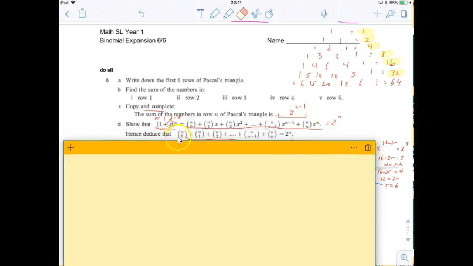Okay, show that 1 plus x in parentheses to the n power equals n chooses 0 plus n chooses 1 times x plus n chooses 2 times x squared. And the final term is n chooses n x to the n. Okay, and this is not rocket science. It's what we've been doing all this time. Okay, so it's pretty easy, right?